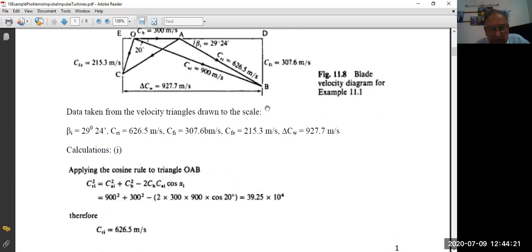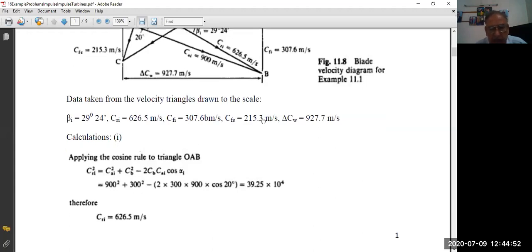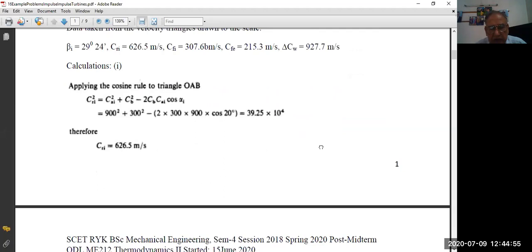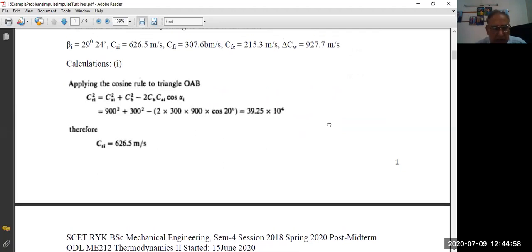Or CFI, flow component of velocity, is the axial component of velocity, which drives the flow of the steam through the blade rows. So this VB is the CFI, and this EC is CFE. So from here we can measure length and scale it. So this length should be 3.07 centimeter, which is 307 meter per second, and this length should be 2.15 centimeter, which is equal to 215 meter per second velocity. So this is how we draw the triangle and solve the problem, and we measure scale quantities from here, whatever is required. Then we do some calculations.